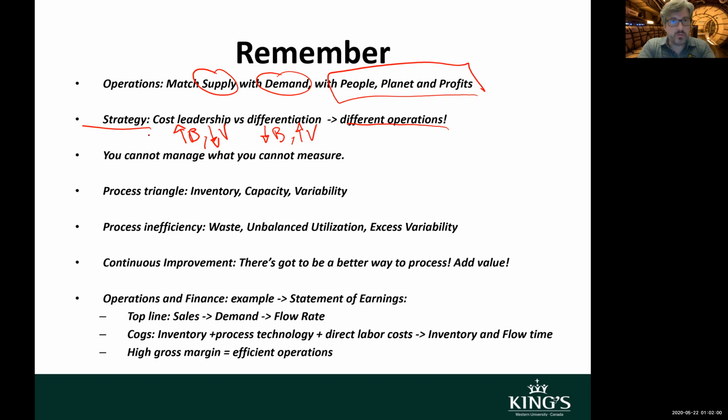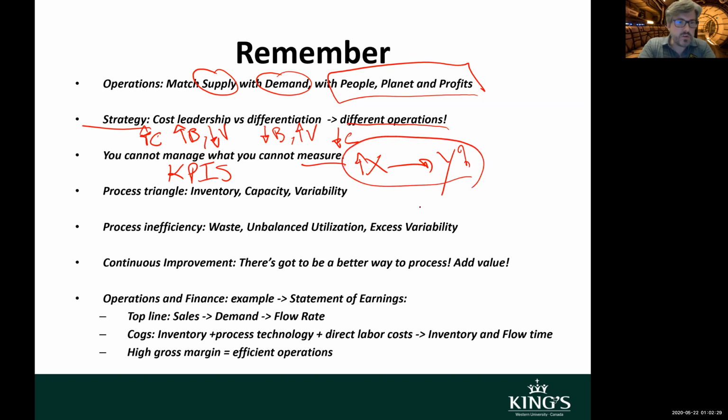In particular, over here, I have high capacity, and over here, I have low capacity, right? We'll be talking a little bit more about those things. You cannot manage what you cannot measure. So as long as you know what your KPIs are, you can make deductions. So if X happens, something happens to X, what will happen to Y? And if you can measure those relationships of cause and effect, you can therefore make decisions and manage them, right?